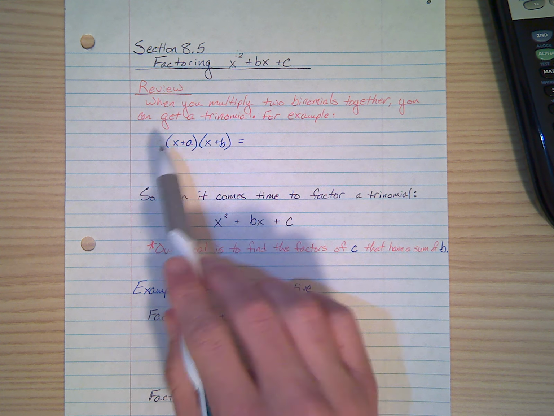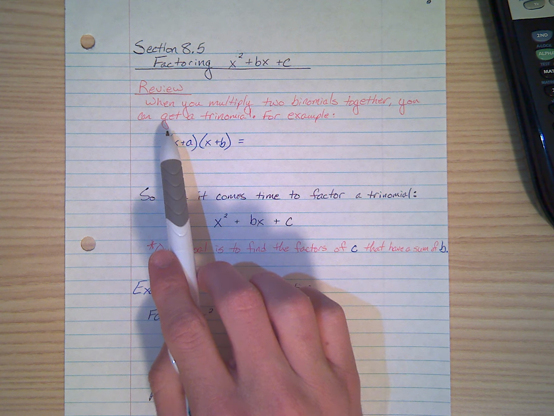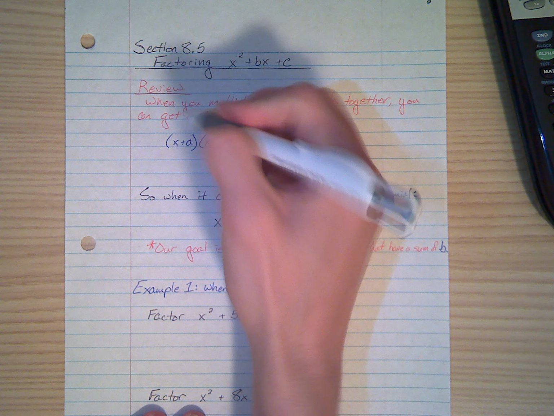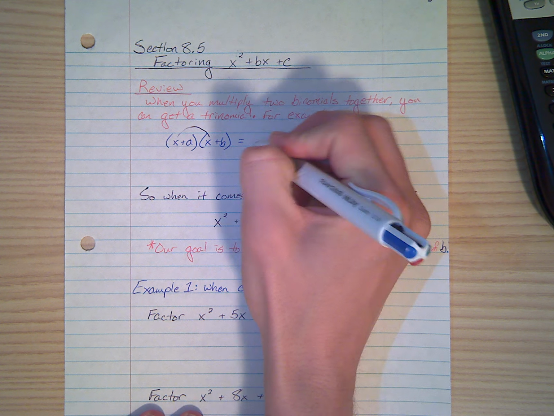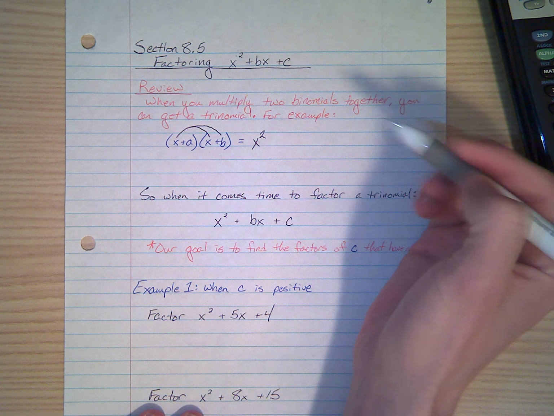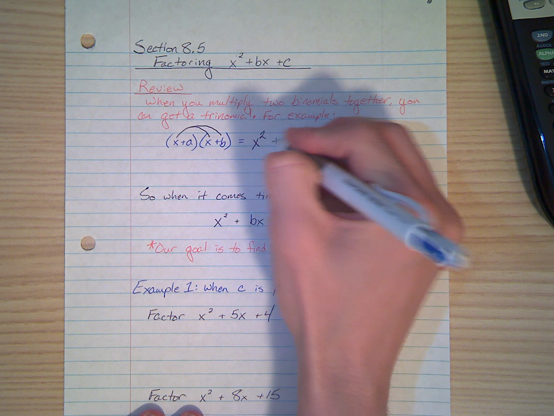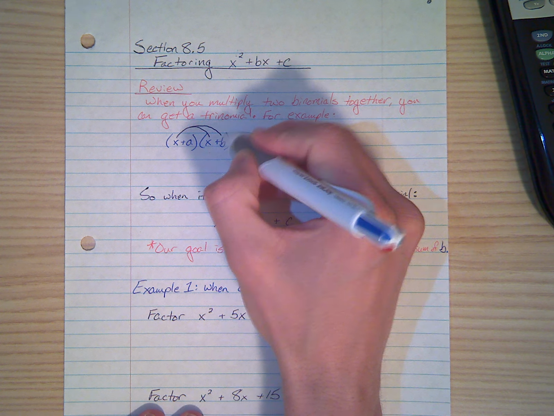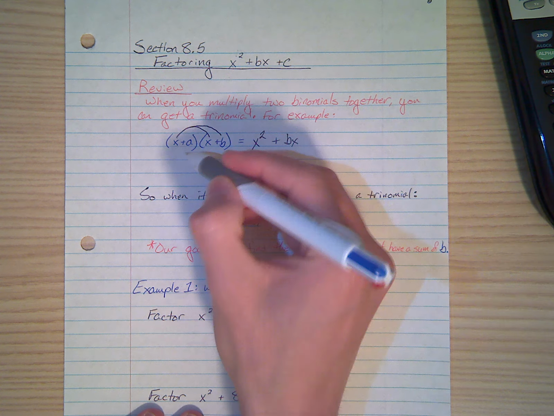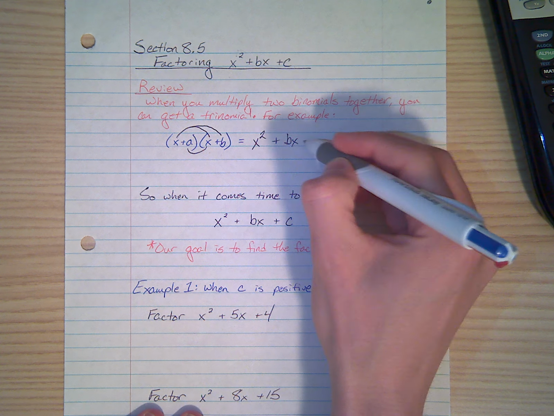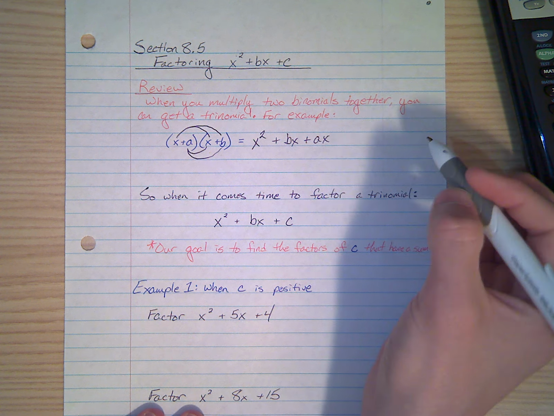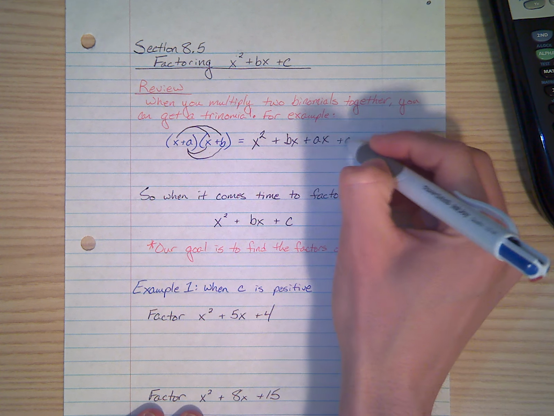But before we get there, we want to review quickly how to FOIL. When we multiply two binomials together, we're going to end up with a trinomial. If we FOIL those together, you have first times first, which equals x squared. You have x times b as our outside terms. We are considering b as a coefficient, as a number there, so we would call that bx. You have your inside terms, which would be ax, and then your last terms, which would be a times b.